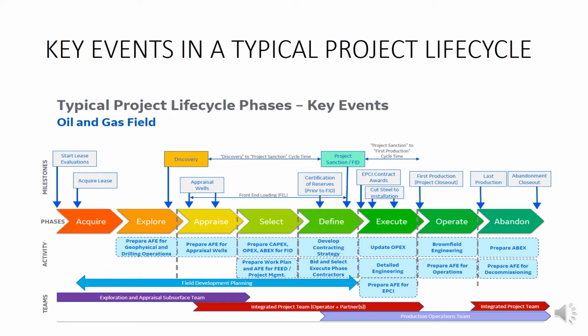This slide talks about the key events in a typical project life cycle. The major phases in the life cycle are acquire, explore, appraise, select, define, execute, operate, and abandon. There are various activities and milestones pertaining to each of these phases. And as you can see, there are various teams engaged in various durations of the phases and activities mentioned here.